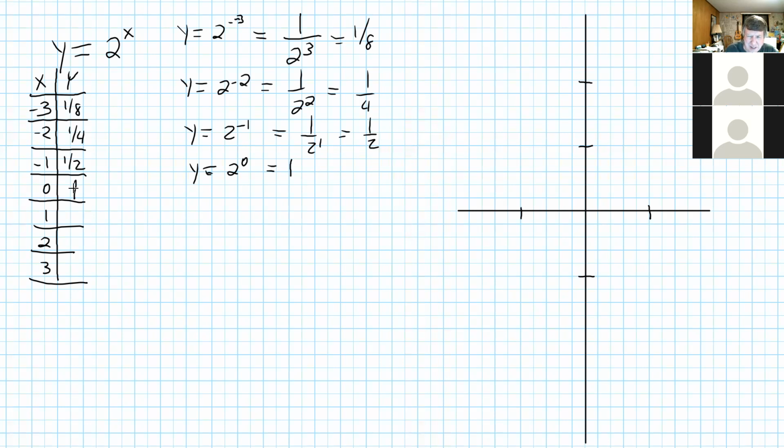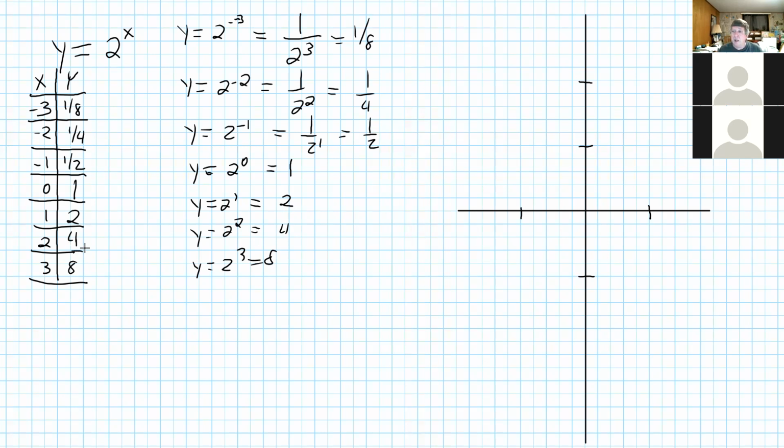Do we need to review that some more, or are you okay with that? As long as we give another example later on, I think it should be okay. Okay, all right. If x is 1, y equals 2 to the 1 power, which is 2. If x is 2, y equals 2 squared, which is 4. And if x is 3, 2 to the 3 power is 8.